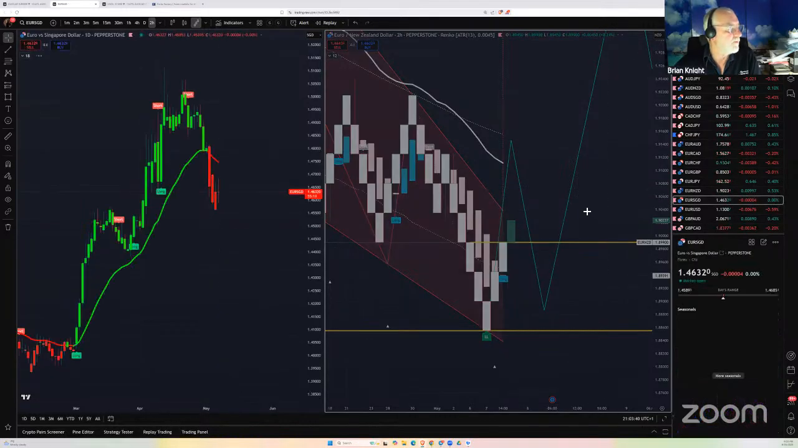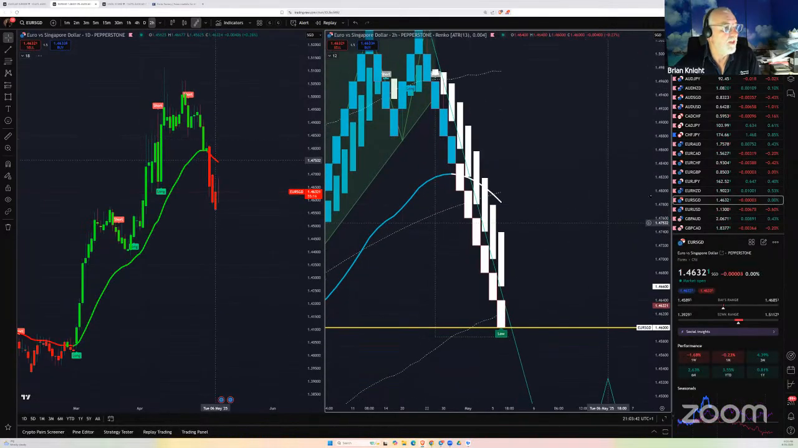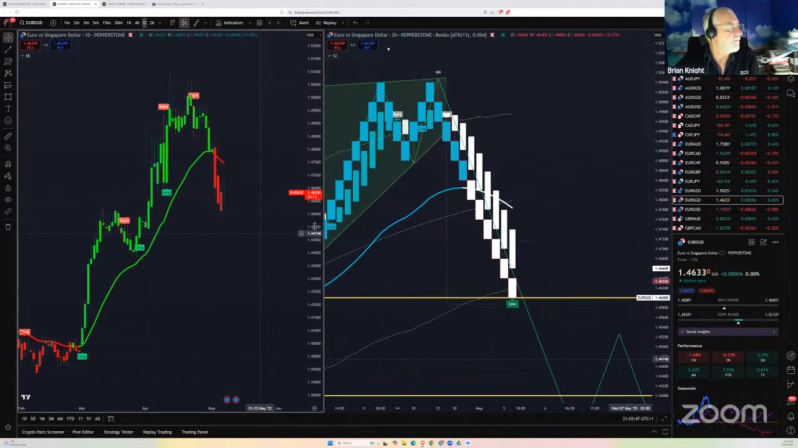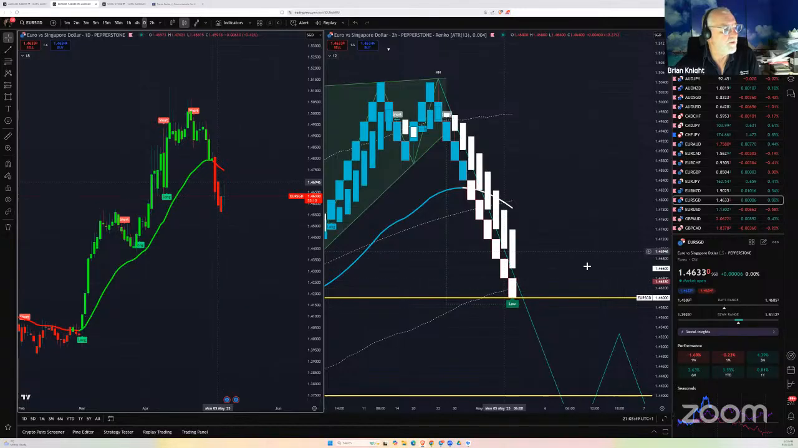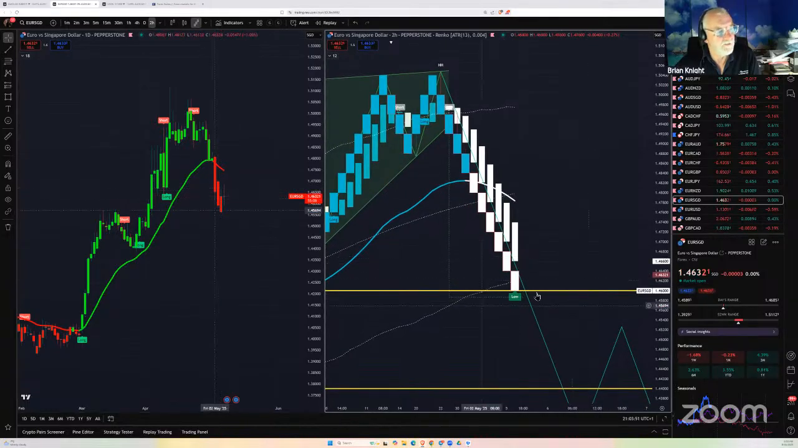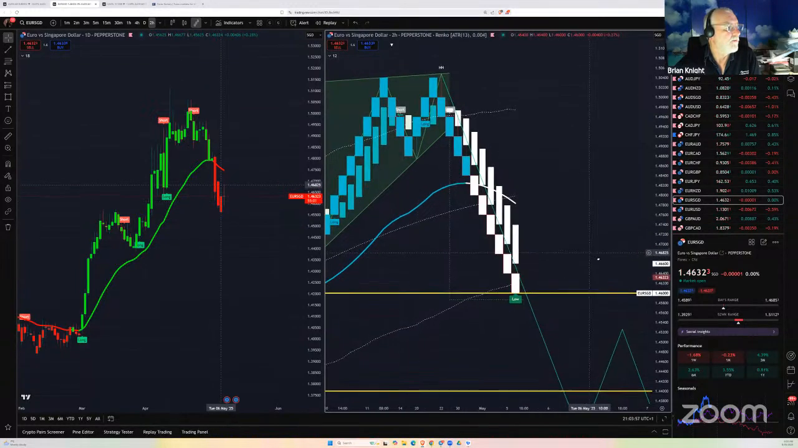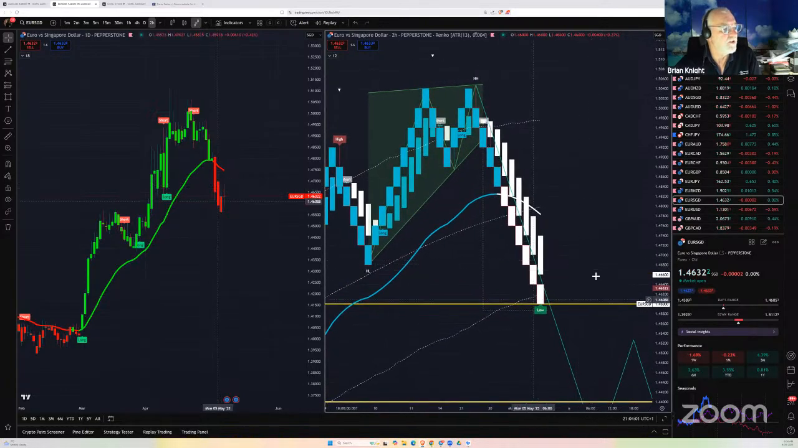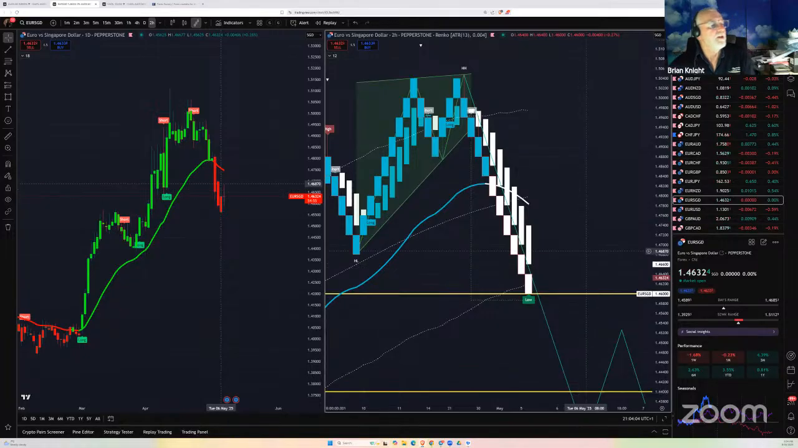Euro Singapore, that's still going down at the moment, isn't it? Dojied off, but that's okay. It's come to this line, create a low. Right. Potentially caution at this point. Okay, we don't trade it anyway.